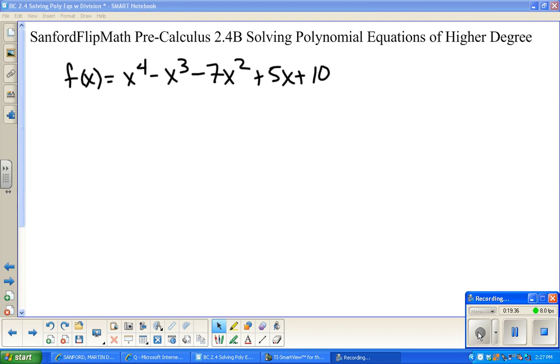All right, so one more example. Now this one is 4th degree, which means what we're going to have to do is synthetic division twice.